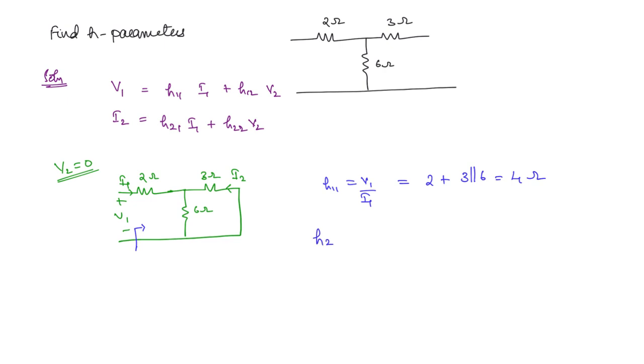Then what about H21? This is going to be I2 by I1. This is equal to, you can find by the current division. But one thing you can see, I1 is flowing into this node. So I2 should ideally be flowing out of the node. But since it is negative, we are going to use the negative sign. I1 we will leave as it is. I2 is going to be minus the other side resistance divided by the sum of resistances into the total current. So this will give you minus 6 by 9 or minus 2 by 3. So now we have H11 and H21.